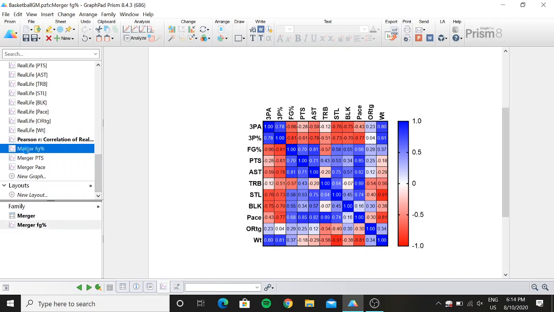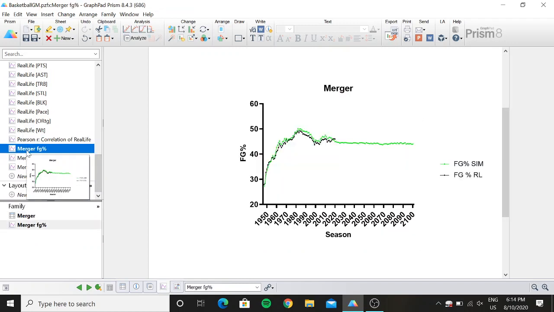For the final part, we're going to take a look at merging the simulation and real life, and this is field goal percentage. As you can see, the real life is in black and the simulation is in green, and it's staggering what the similarity is. As you can see here, they closely mimic one another, and the simulation happens to follow closely what in real life truly happened. And of course, nobody can predict the future, but if this is an indicator, it seems to be a really good indicator.